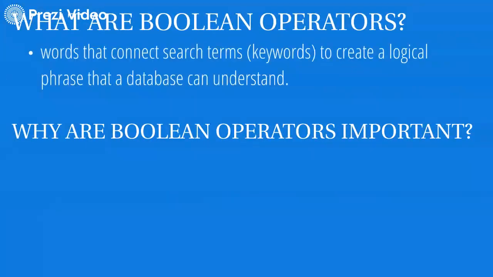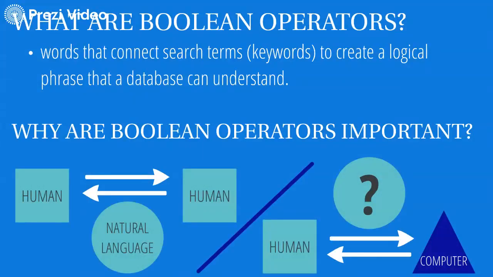So Boolean operators are words that connect search terms or keywords to create a logical phrase that a database can understand. And those are important because it goes back to this language barrier that we have when we're talking to computers. Humans use natural language and computers don't. So the first step is identifying the keywords. The second step is putting those keywords together using Boolean operators.